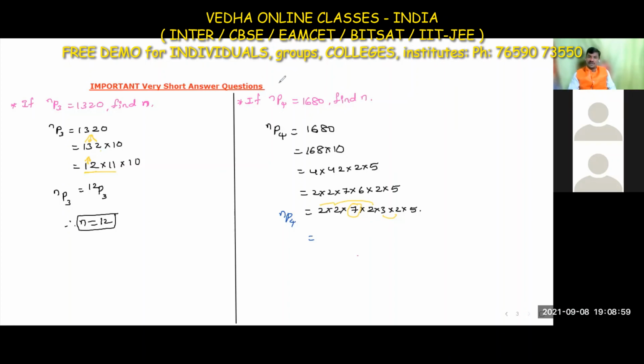Yes, sir. So the first 2 numbers and one more 2, 2 into 4 into 2 gives 8. That 8 I am writing here, and afterwards I am writing this 7, and this 3 into 2 I am writing as 6 here, and into 5, the last number, as it is. So from 8 to 5, started from the big number 8 to the small number 5. How many numbers did we write? 4 numbers in descending order. nP4 is equal to 8P4. What is the n value? 8. Therefore the value of n is 8. Understood?